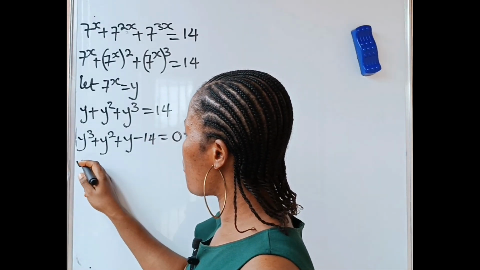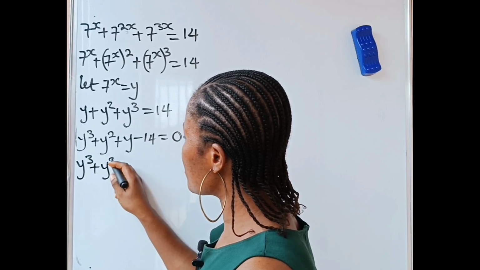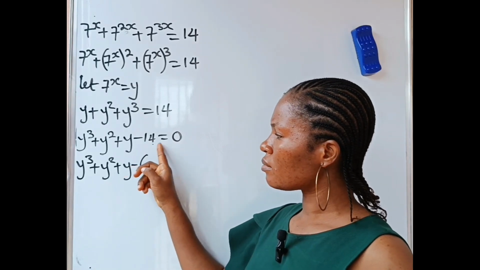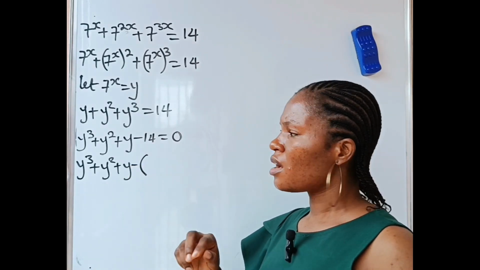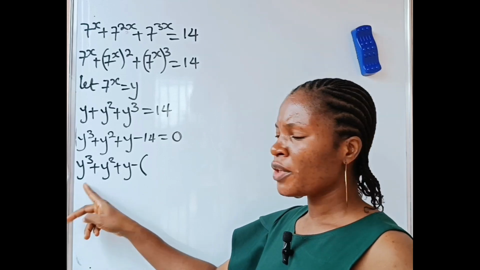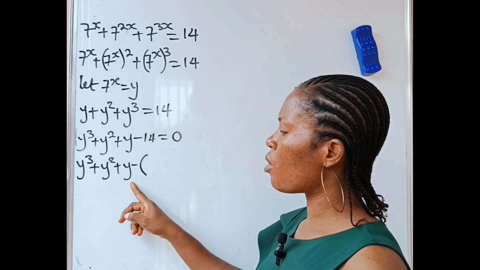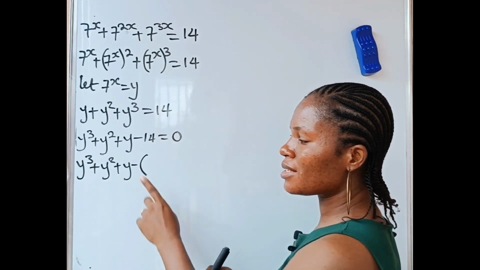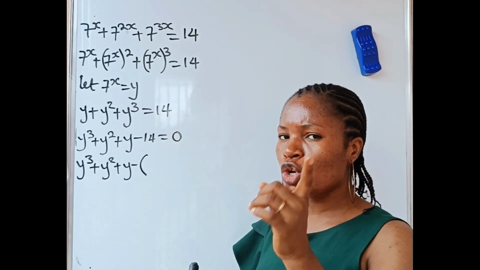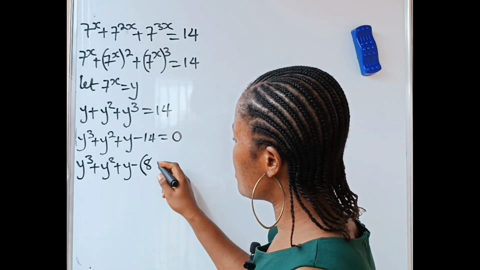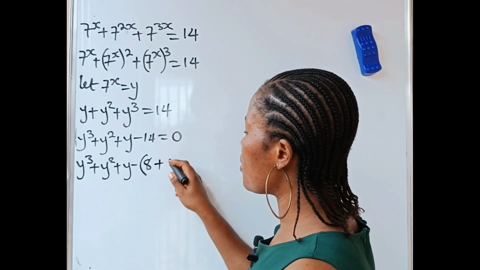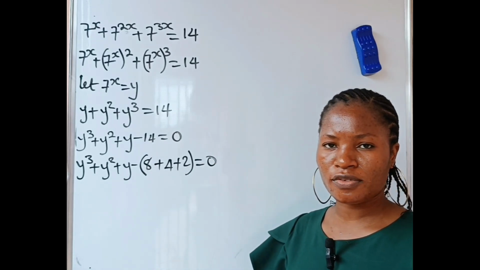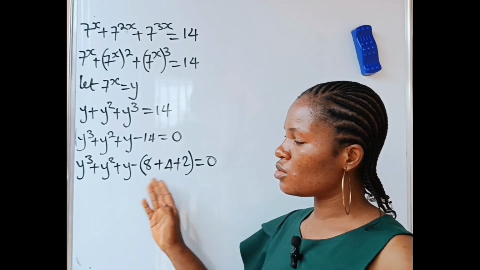Now I want to rewrite this 14 in such a way that the first number will be a cube, the second number will be a square, and the third number will just be an ordinary number. So same number cubed, squared, and that number. If that number is 2, 2 cubed will give me 8, 2 squared will give me 4, plus 2, and 8 plus 4 plus 2 is equal to 14. You are going to see why I had to do it this way.